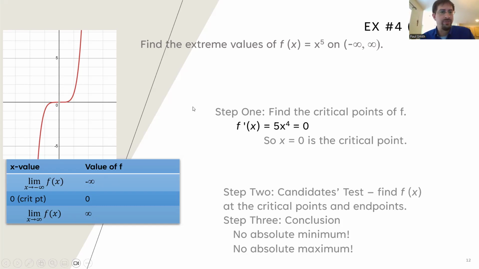How does that not violate the extreme value theorem? Well, again, we're not continuous on a closed interval here, so anything's possible. We could have an absolute maximum, we could have an absolute minimum, we could have neither.